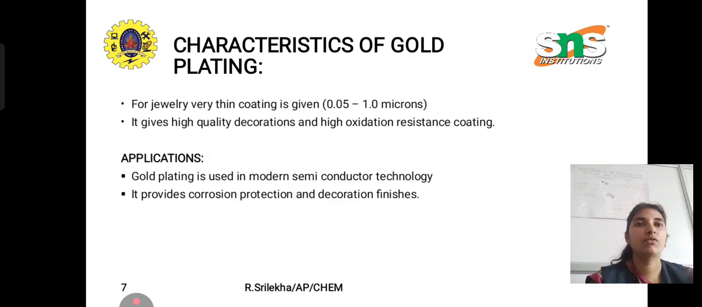The applications of electroplating are in semiconductor technologies, and it provides corrosion protection and decorative finishes.